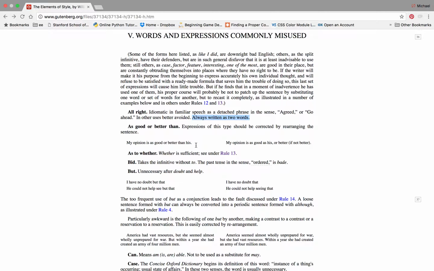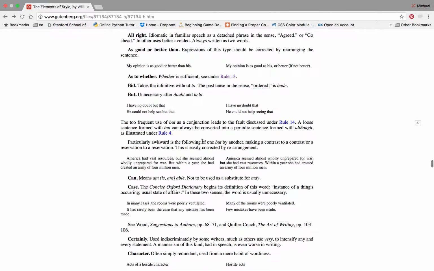When it comes to academic writing, I would never use the words "all right," unless I was literally quoting somebody, like a character in a movie that I'm writing about in my film criticism class, or a character in a book that I'm writing about in my literary criticism class, my English class. But yeah, this is news. Always written as two words, and other uses better avoided.